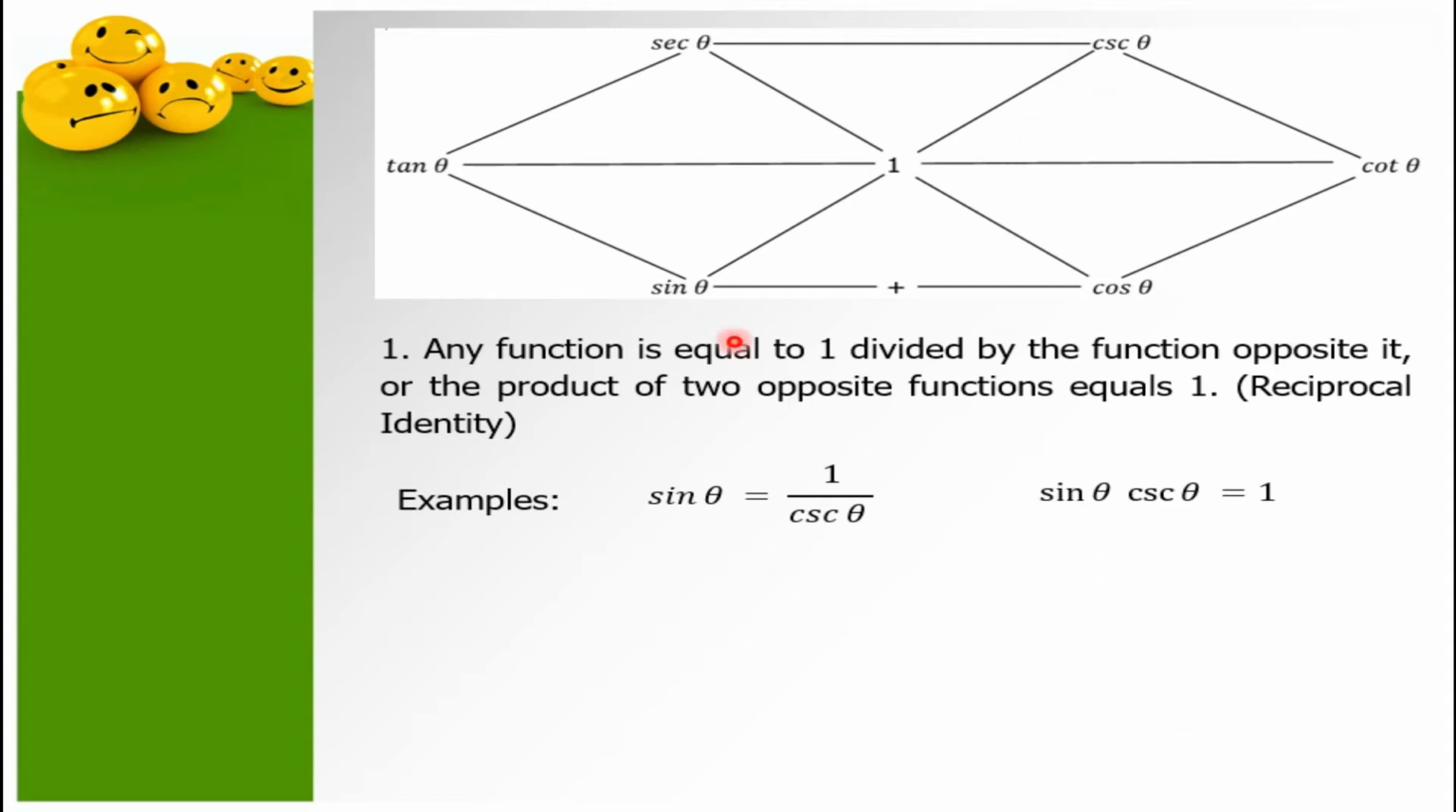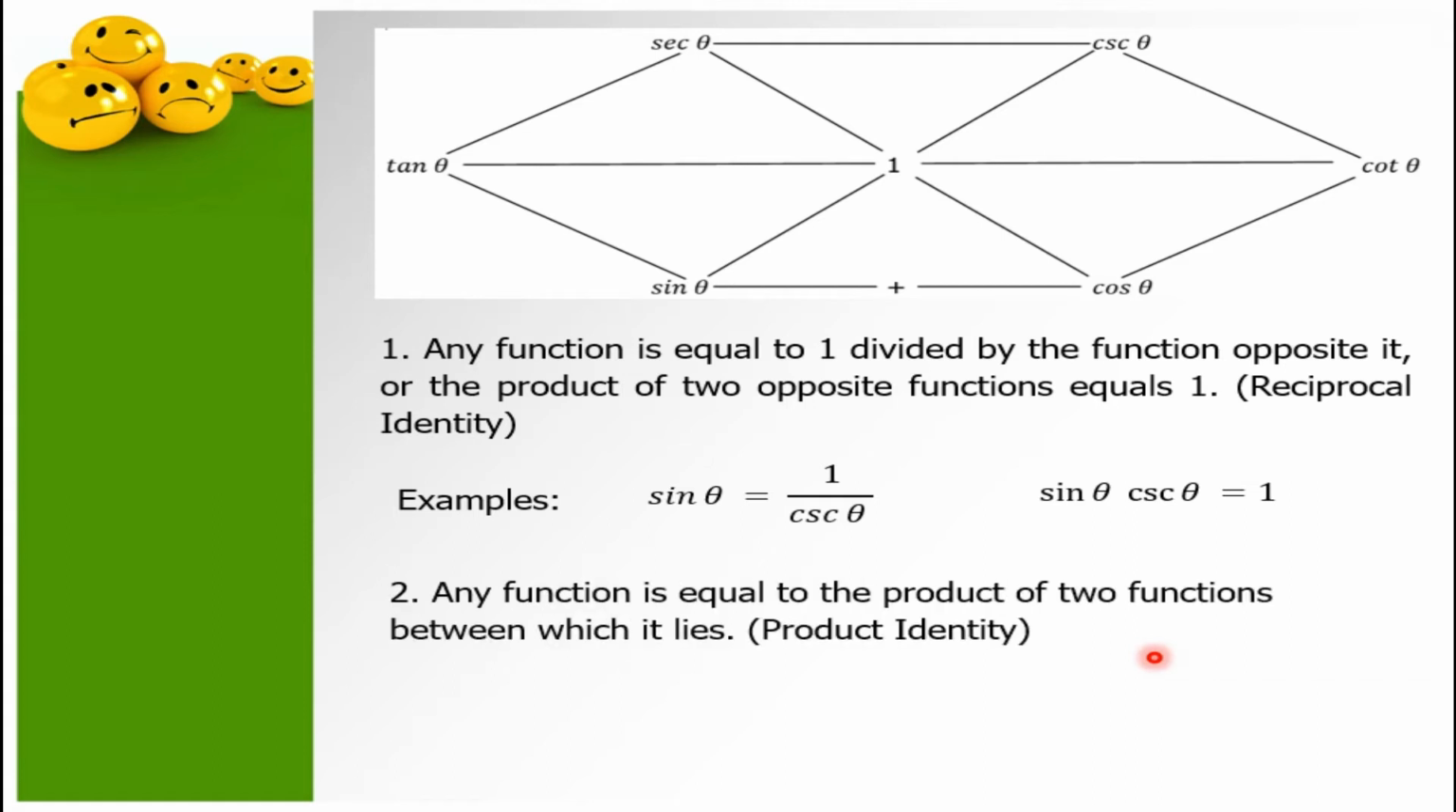Okay? So, for instance, if we're going to pick tangent theta, what is the function opposite of tangent theta? Correct, cotangent theta. By using this statement in number 1, we can say that tangent theta is equal to 1 divided by cotangent theta, or tangent theta times cotangent theta is equal to 1. Okay, yan po yung ibig sabihin ng statement number 1.